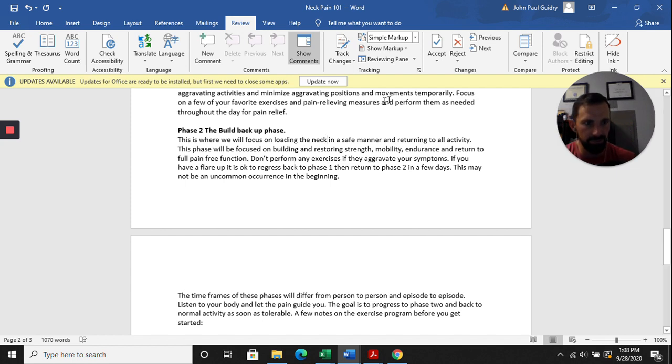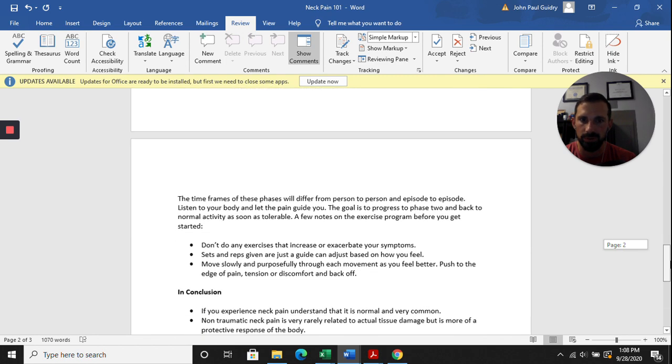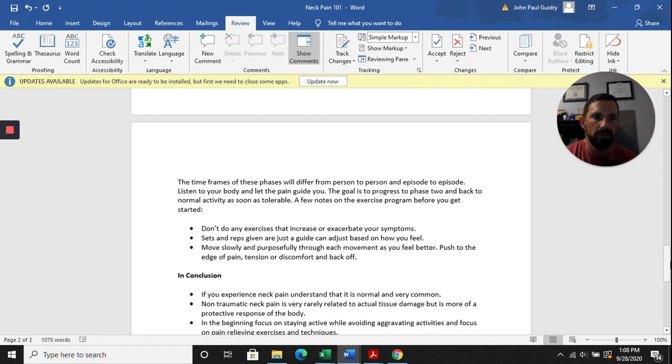The time frames of these phases will definitely differ from person to person, episode to episode. The nature of the injury and all those factors we talked about beforehand will have an effect on that. Listen to your body, let the pain kind of guide you. The goal is to progress to phase 2 and back to normal activity as soon as tolerable, but while not creating increased pain or aggravating things or flaring things up. Some pain throughout this process is normal. We just want to minimize the amount of those flare-ups that we can get.